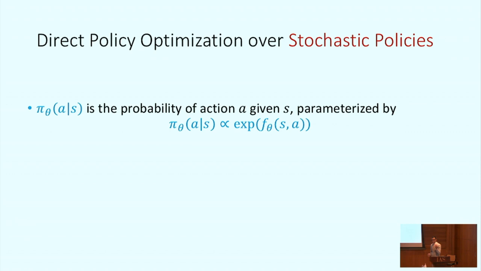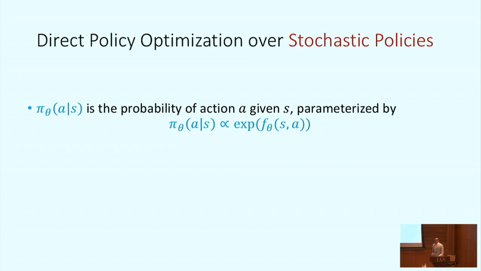To take derivatives of policies, if we have discrete actions, it's most natural to let our policies be stochastic. One way to parameterize these stochastic policies is to say the probability of some action A given S is proportional to e to some score function f_theta(S,A). F is some differentiable function, and f_theta(S,A) is the kind of score we're going to assign to the state-action pair. The larger that is, the more likely we are to take action A in state S.